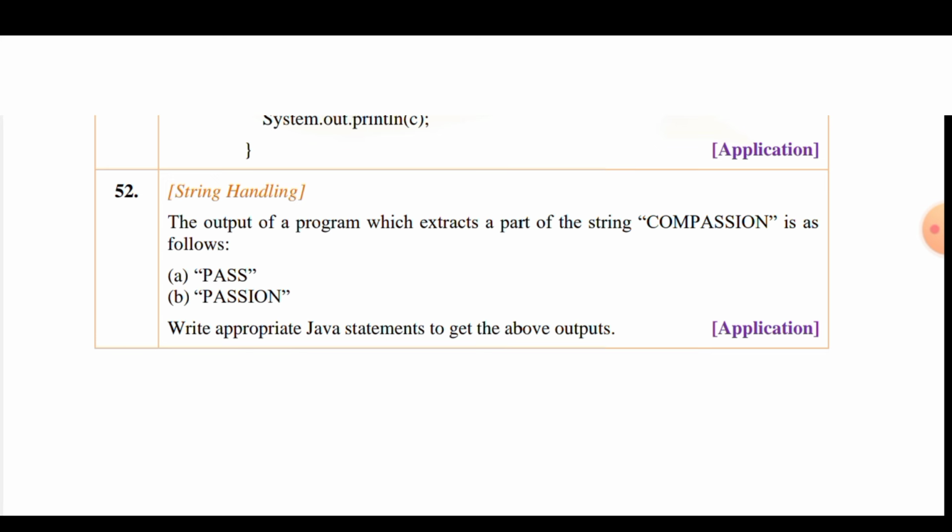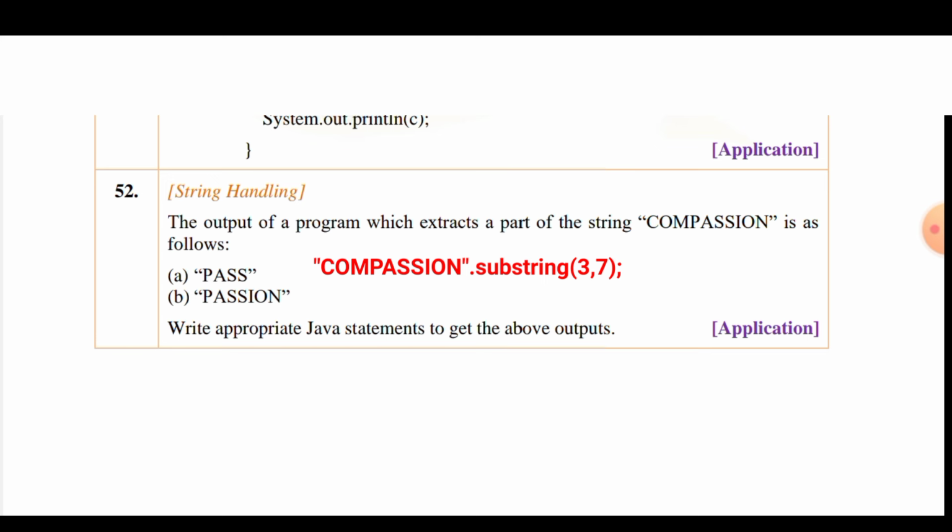So we have to see where it is beginning, P 0 1 2 3. It is beginning from 3, so we will write s.substring(3, and where it is ending: 3 4 5 6. So we will write 7, not 6, because the last one is exclusive, so it will be 3 comma 7. And for the second one, we have to extract "passion".